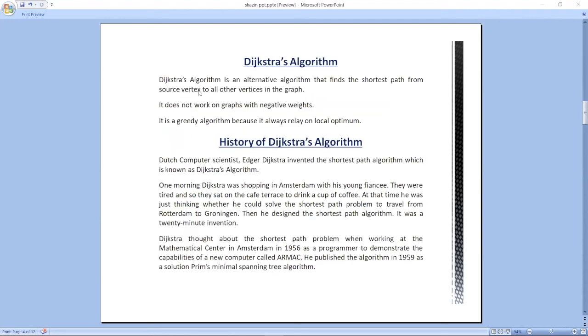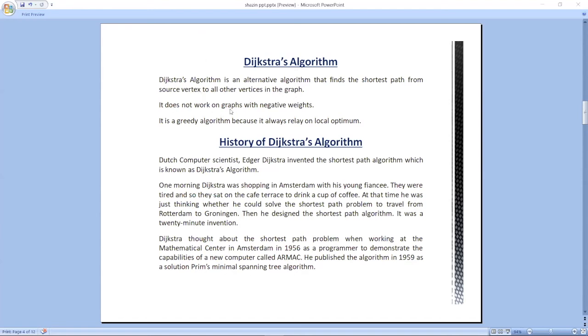Firstly, Dijkstra's algorithm. Dijkstra's algorithm is an algorithm that finds the shortest path from a source vertex to all other vertices in the graph. Basically, it means that it finds the shortest minimum length from the source vertex to all the other vertices in the graph.